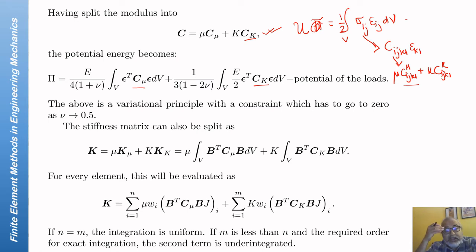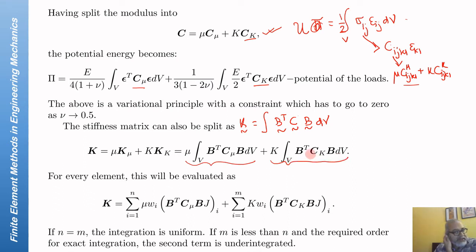In fact, you can split the K matrix as well into a mu part and a K part, since C is split into a mu part and a K part. You can split B transpose CB. Remember, this is your stiffness, and this stiffness matrix can be split into mu times C mu plus K times CK to get these two terms. And as nu tends to 0.5, K will tend to infinity.